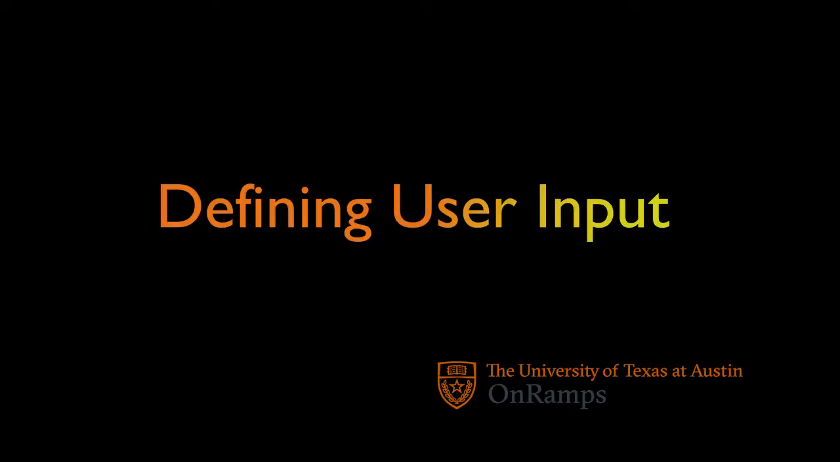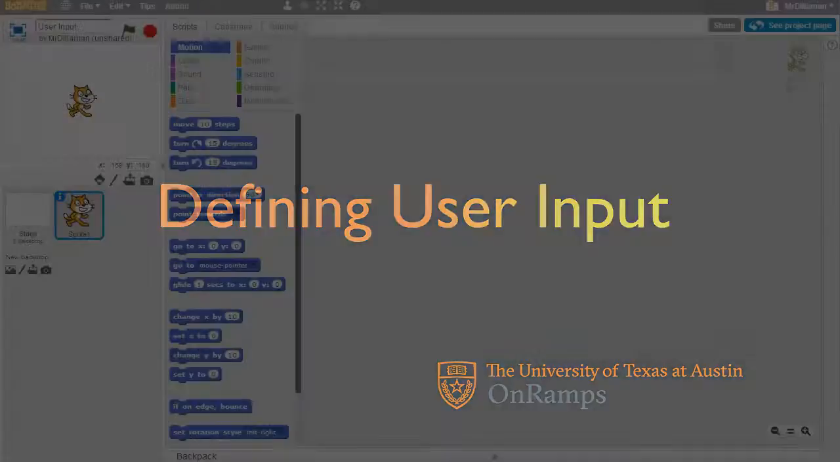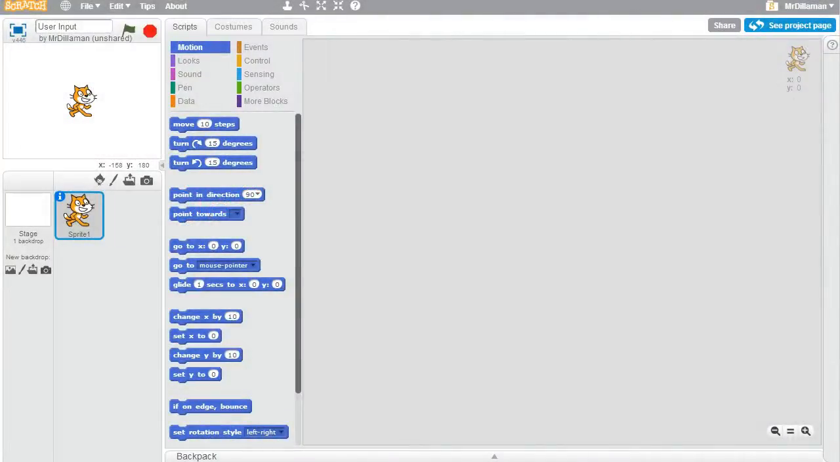This is Eric, your course coordinator for OnRamp's Computer Science 302, here today to talk to you about defining user input in a Scratch program. Our goal today is going to be to get Scratch the Cat to move around the screen according to me pressing the arrow keys on the keyboard.